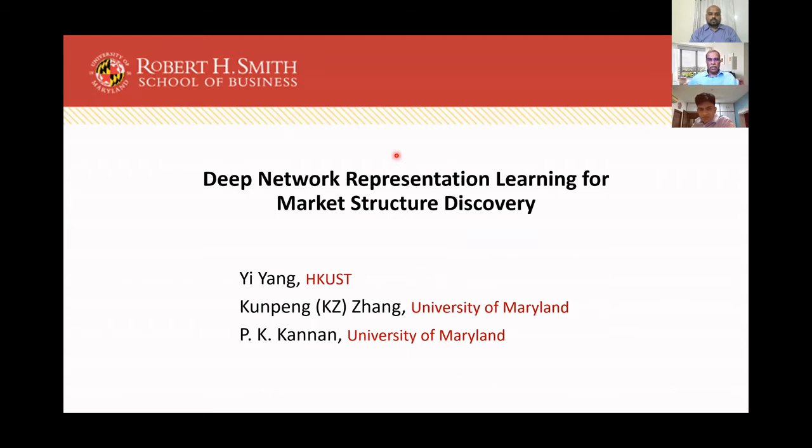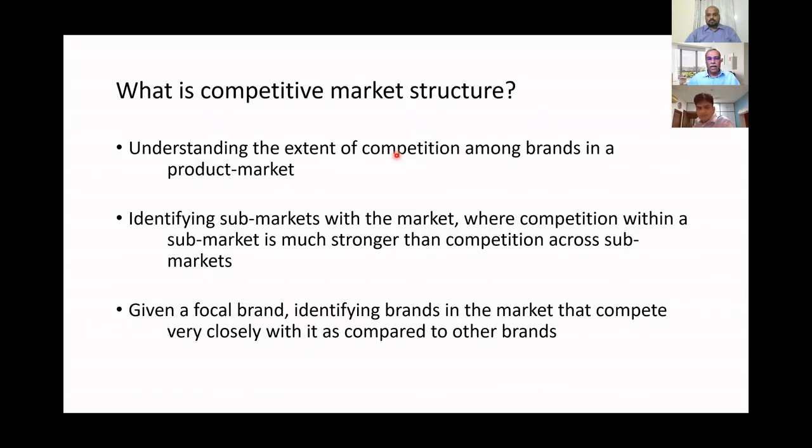And so what I want to do now is to spend some time giving you a case study. This is a case study that we have done. What we are trying to do is understand the competitive market structure. What we mean by competitive market structure is understanding how different brands are competing in a product market, right? And then you want to identify the sub-markets within a market where competition between the brands is very strong as compared to other brands which are outside of the boundary.